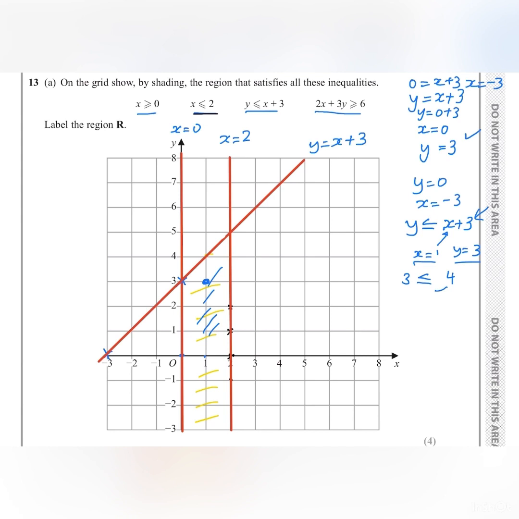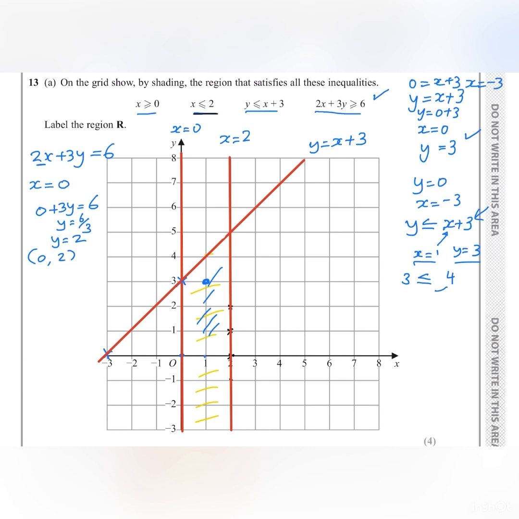Now the fourth one says 2x plus 3y. I'm going to make that equal to 6. So again, I'm going to work out two coordinates. When x equals 0, 2 times 0 is 0, 0 plus 3y equals 6. So y must equal 6 divided by 3, so y is 2. So when x is 0, y is 2. That's one of the coordinates I can work out.